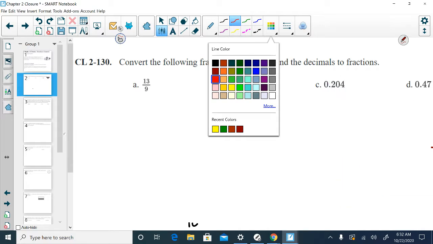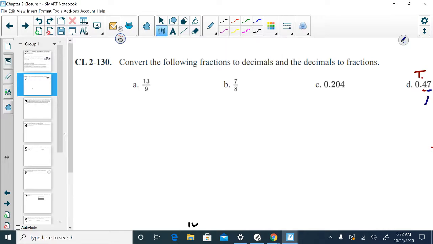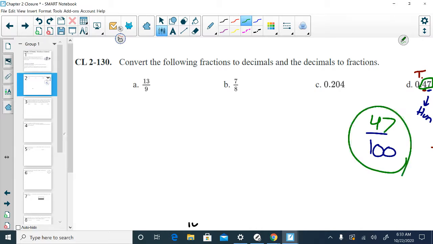So we have our 10th place, and then we have our 100th place. And so this is going to be out of 100 for my fraction. And then what number do I have after that decimal? 47. So 47 out of 100. Can I reduce it? No, I cannot.